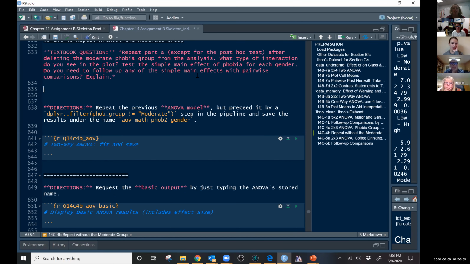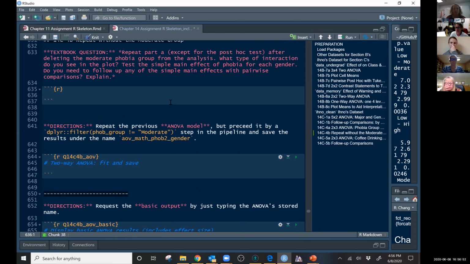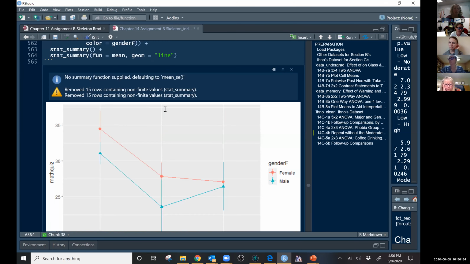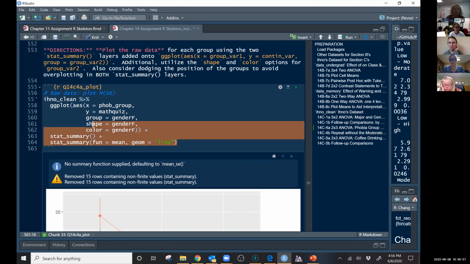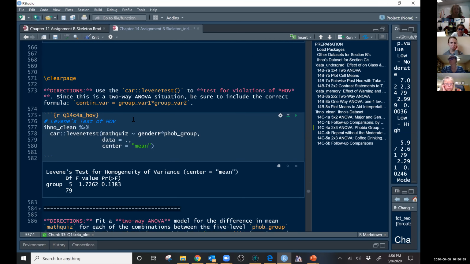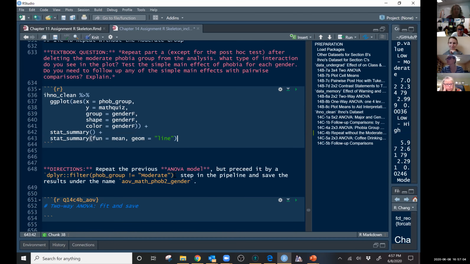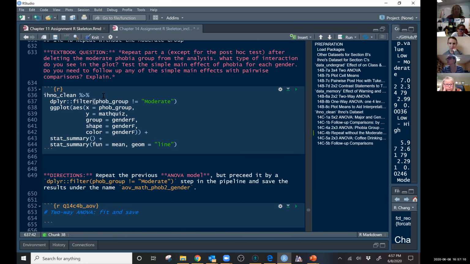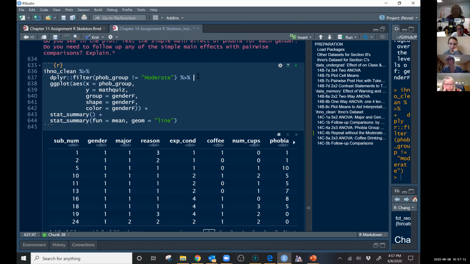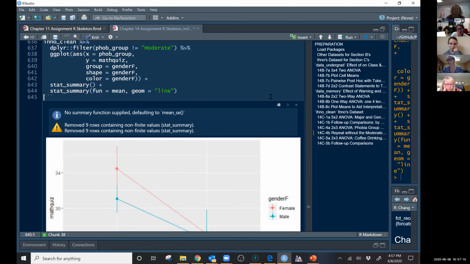Yeah. The way you add a chunk, you can either type it or use the insert option up here in the upper right-hand corner, and then select R for our language. So let's go get this plot and throw in this filter line. Oh, I need a pipe on the end of it to connect it to everything else.